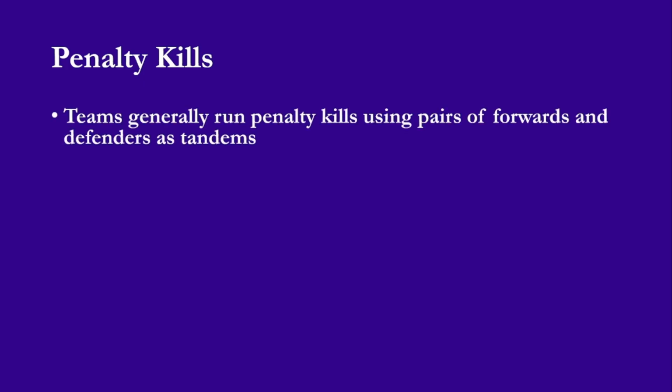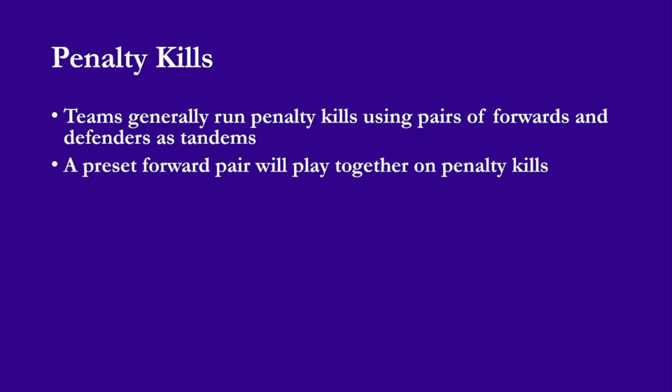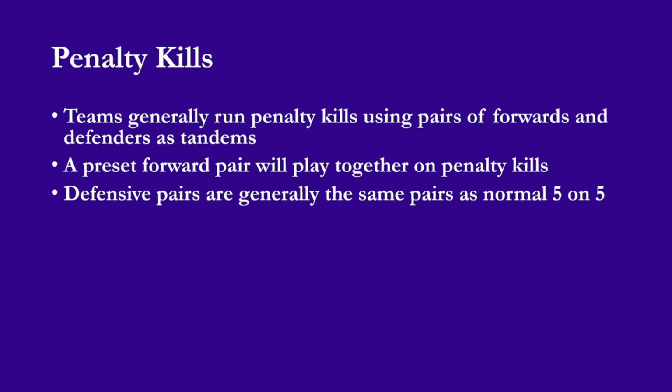Unlike power plays, penalty kills are often separated like normal 5-on-5 play, where forwards and defenders are in their own tandems. Since there's 4 players on the ice for most normal penalty kills, it's generally a forward pair and a defensive pair. The forward pair is something sorted out in practice. Teams will practice penalty kills and how they go about them. Specific forwards tend to play with each other on penalty kills. Usually they're forwards on the same line, not always, but that often comes up that they're forwards on the same normal rotation line. Defensive pairs are similar to what you see 5-on-5.